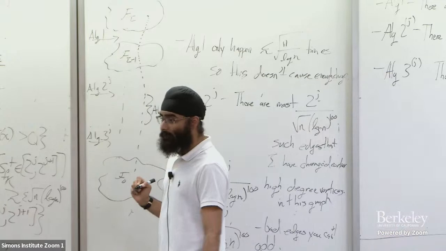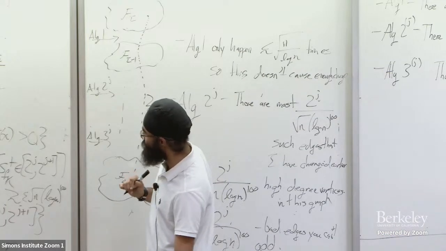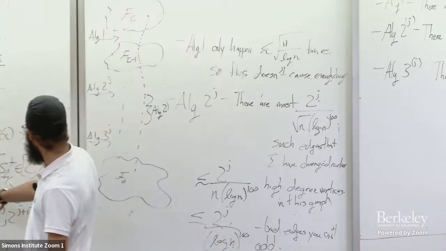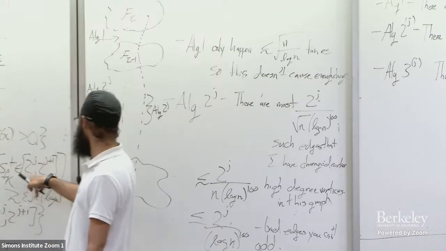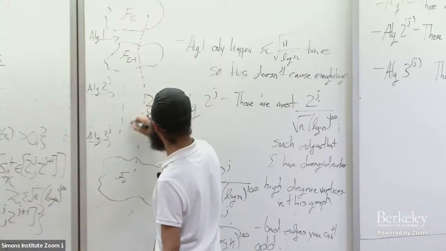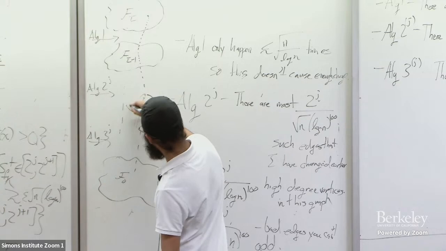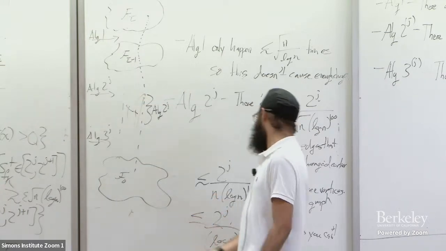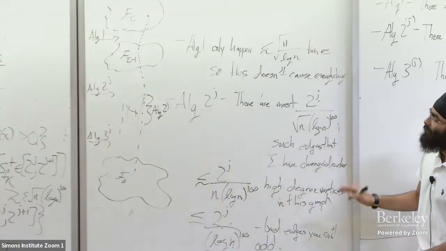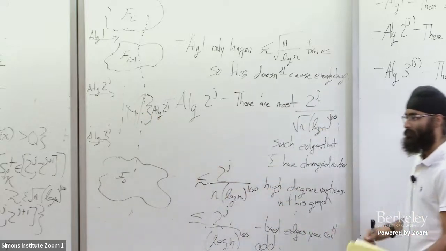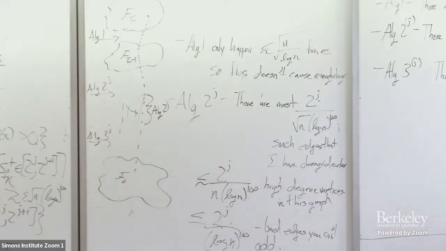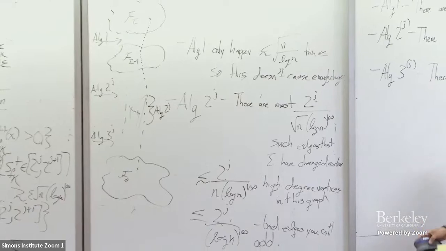Because at this point, if you added an alg2j step, you know that your SF plus is between 2 to the j and 2 to the j plus 1. So there are a bunch of bad edges which correspond potentially to high degree vertices, but it's okay. You have enough choices. And I'll also verify this for the final step.